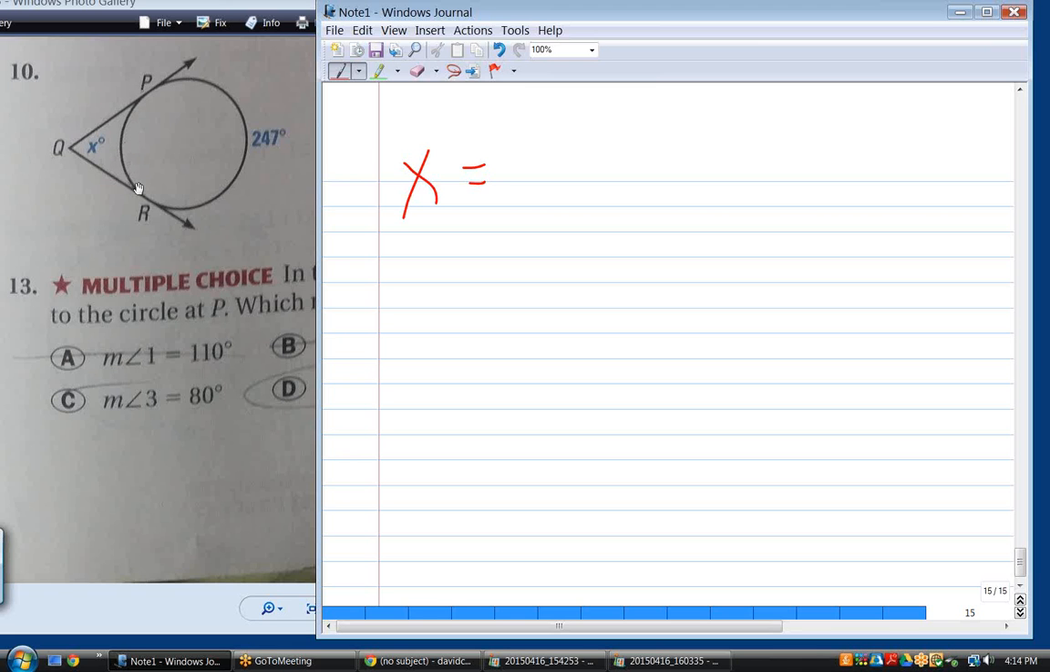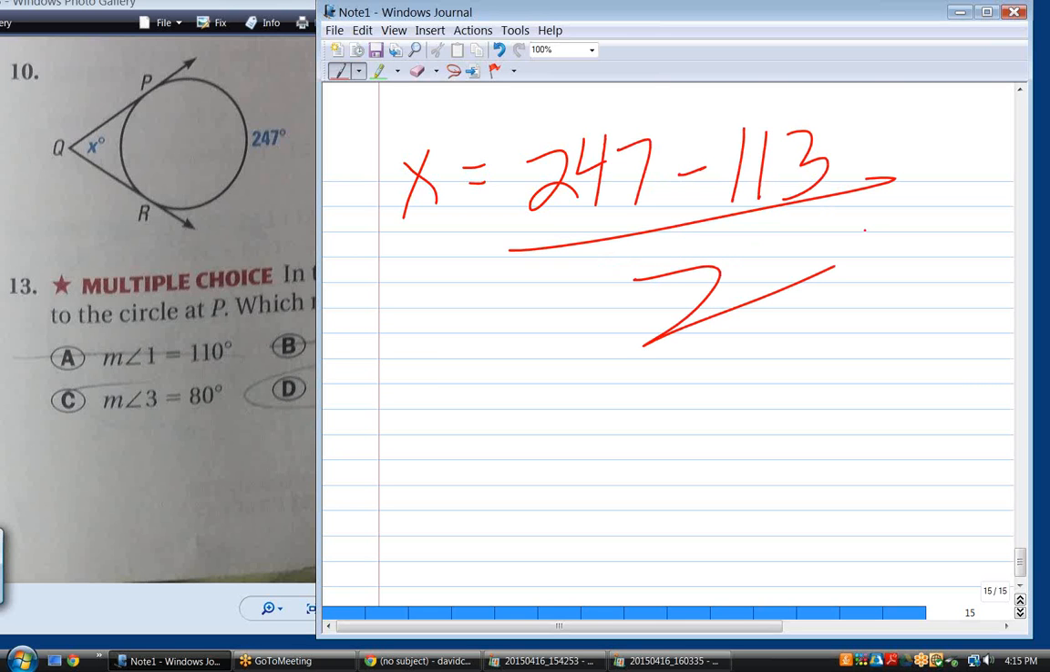It's 247 divided by 2. Well, hold on. No, not yet. First of all, we've got to calculate what this arc length is right here. It's 360 minus 247. So that arc length is 113. Okay. So x is the difference in the two arc lengths. So 247 minus 113, divided by 2. Like everything else with circles, one half is huge in there.